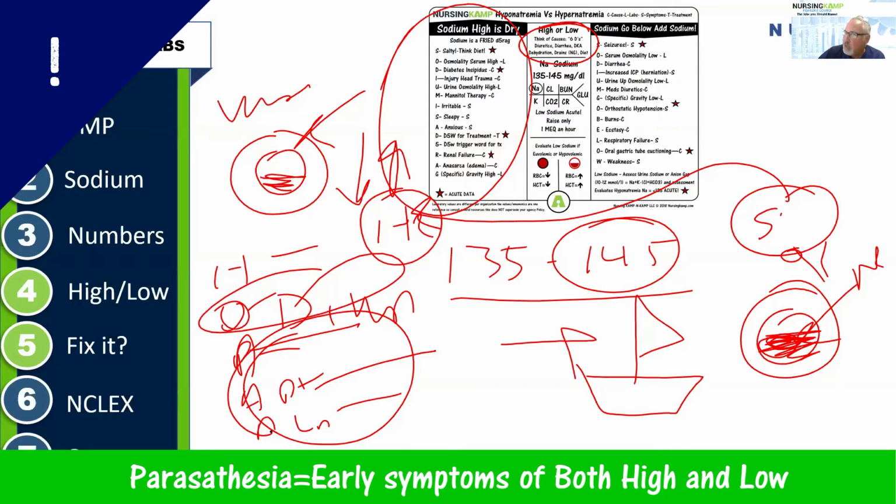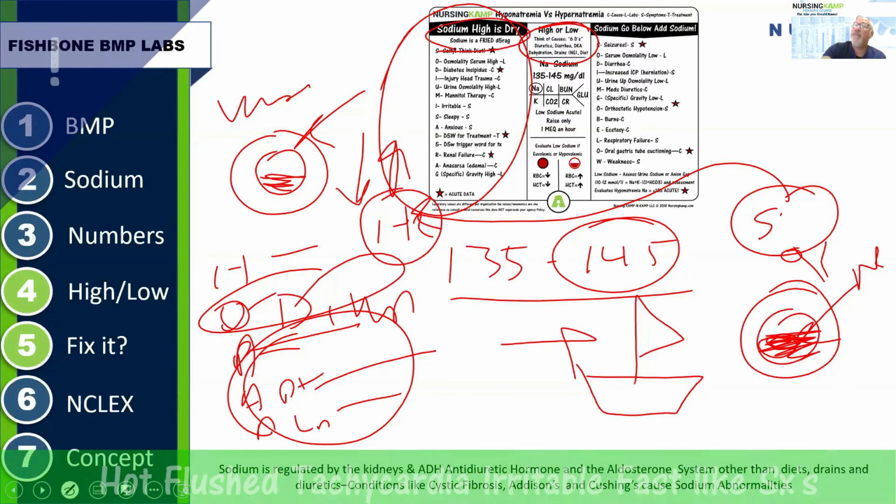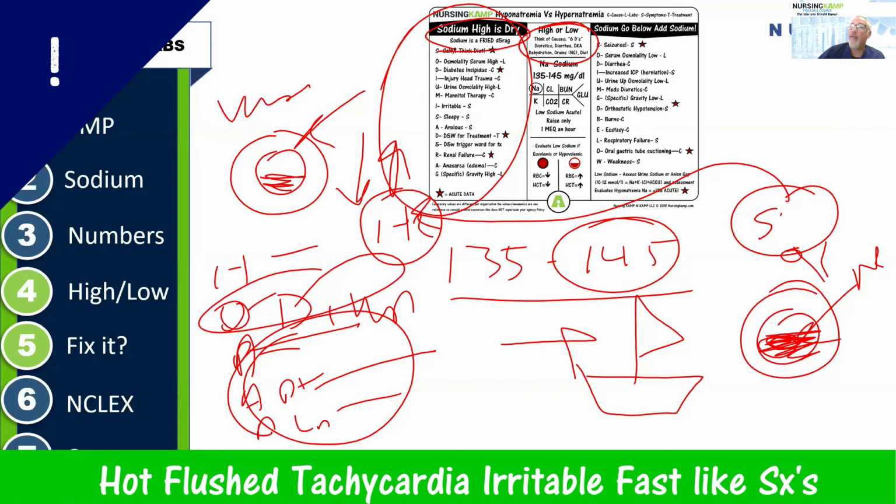Irritability, anxious, which are fast-like symptoms. All right, so D5W for treatment. I said sodium is a deep-fried rag. The D5 is in there just so you remember that generally with patients who are hypernatremic, we generally use D5, and that has to do with the head injury. And we'll talk a little bit more about that with NCLEX.